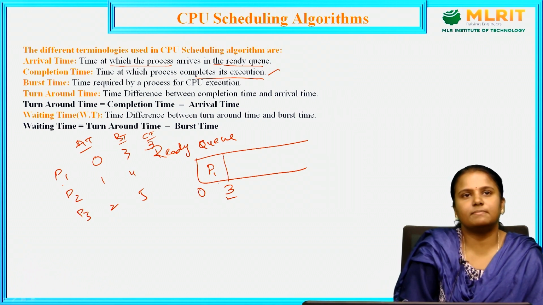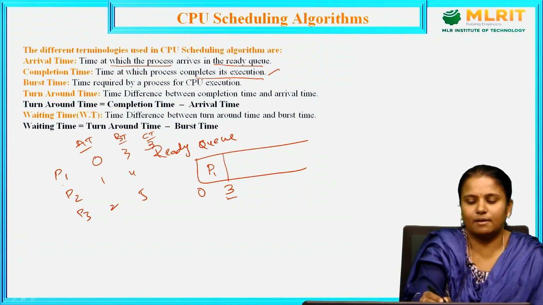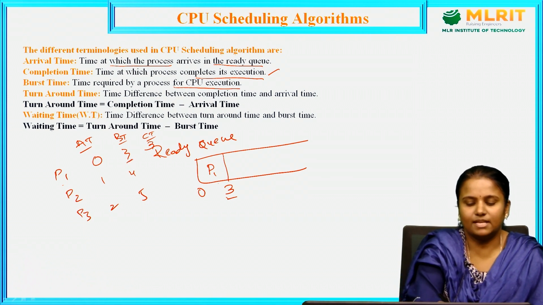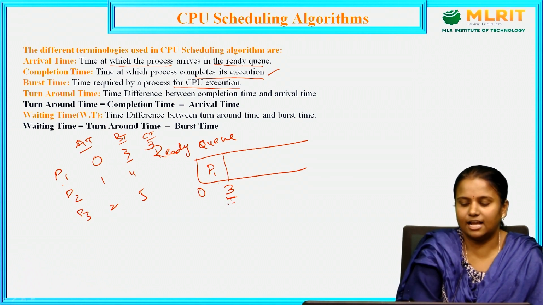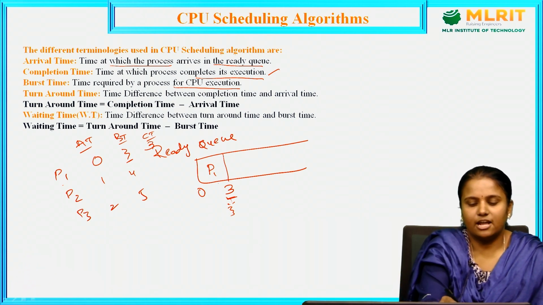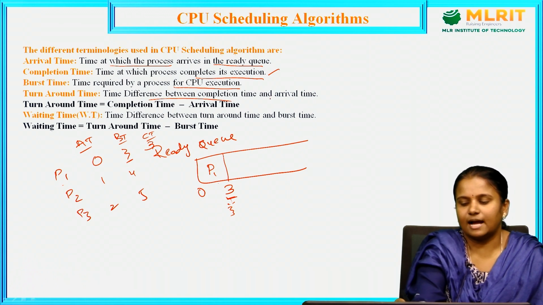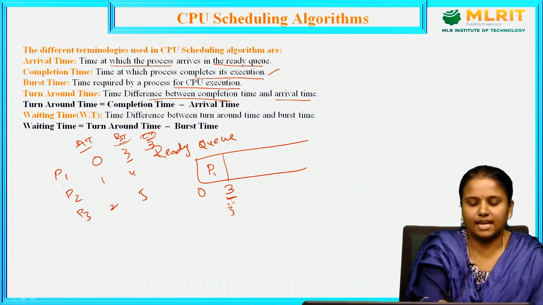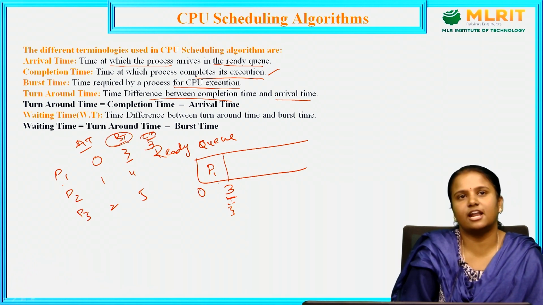Next, what is burst time? It is the time required by a process for CPU execution. Here the burst time of P1 is 3. Next, turnaround time is the time difference between the completion time and arrival time. So CT minus AT is known as turnaround time.